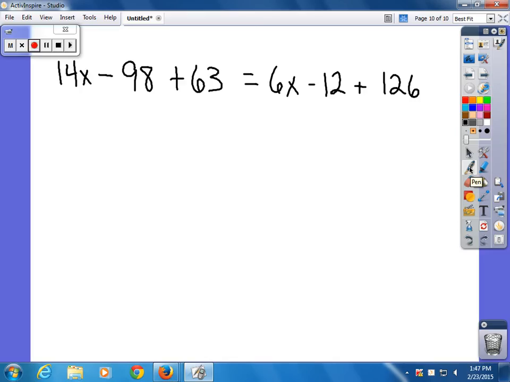Negative 100 plus 63 is what? 37? So what would negative 98 plus 63 be? Negative 35. 14x minus 35 is equal to 6x.